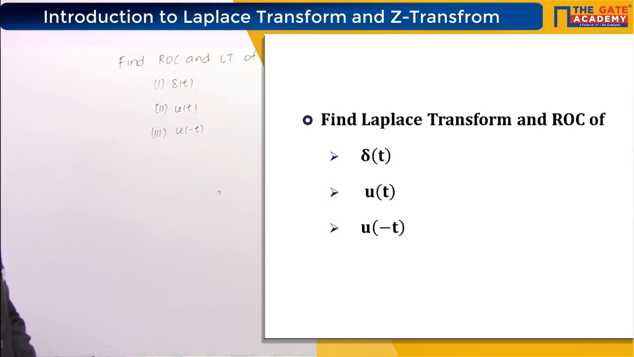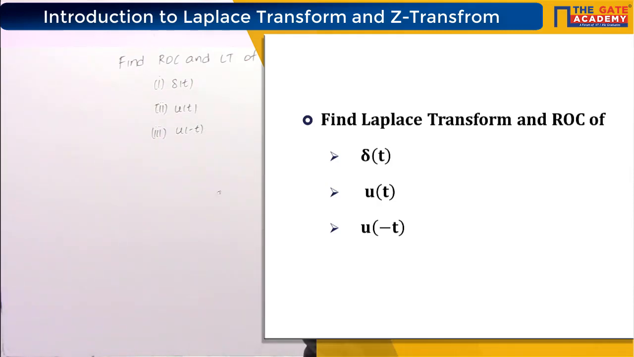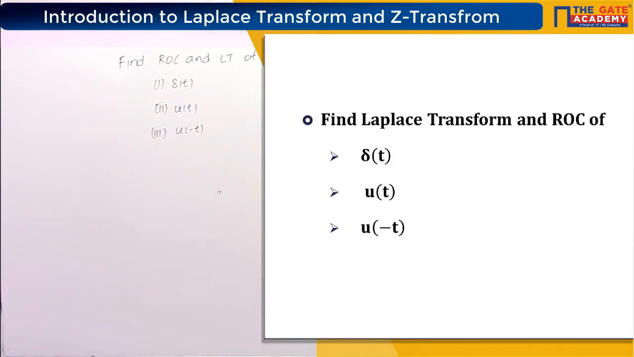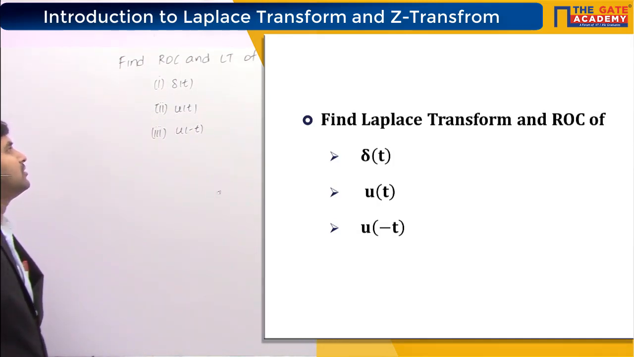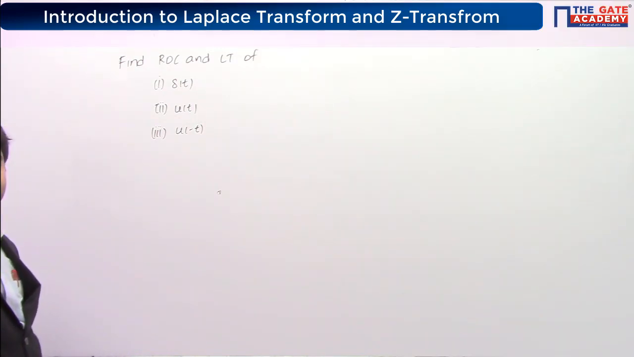Find the ROC and Laplace transform of del of t, u of t, and u of minus t. We have to find the ROC and the Laplace transform for del of t, u of t, and u of minus t. So first let us start with del of t.